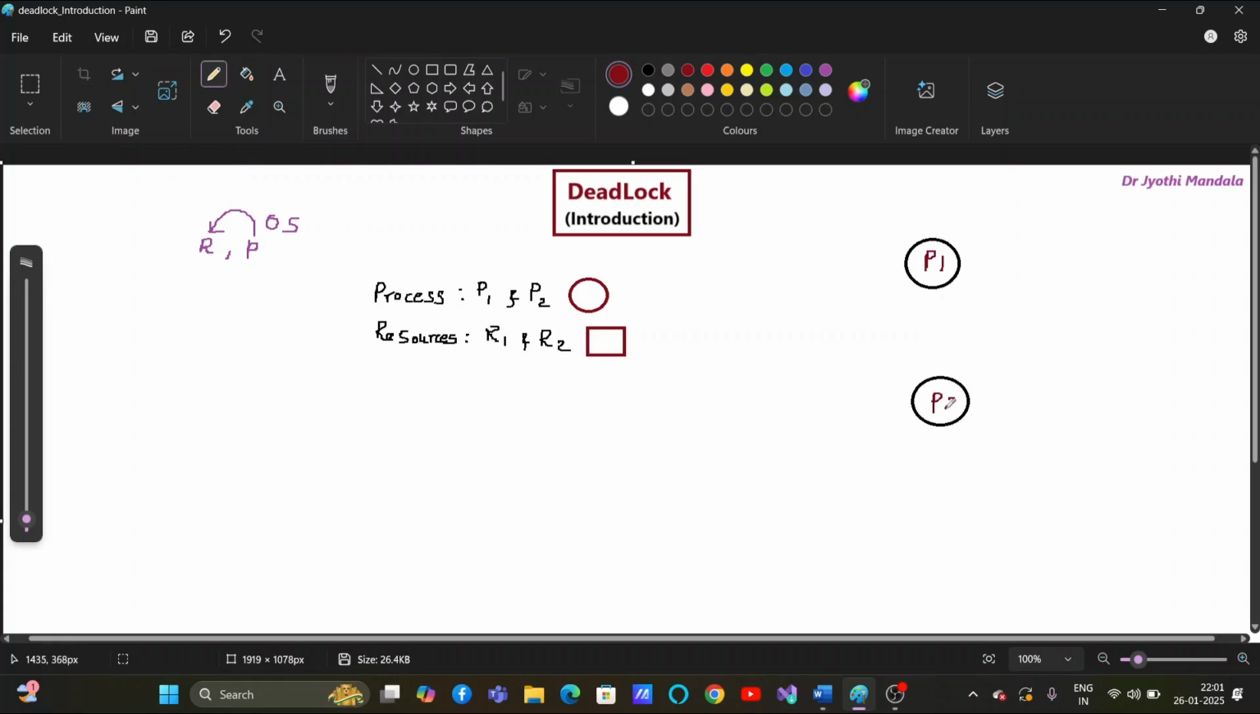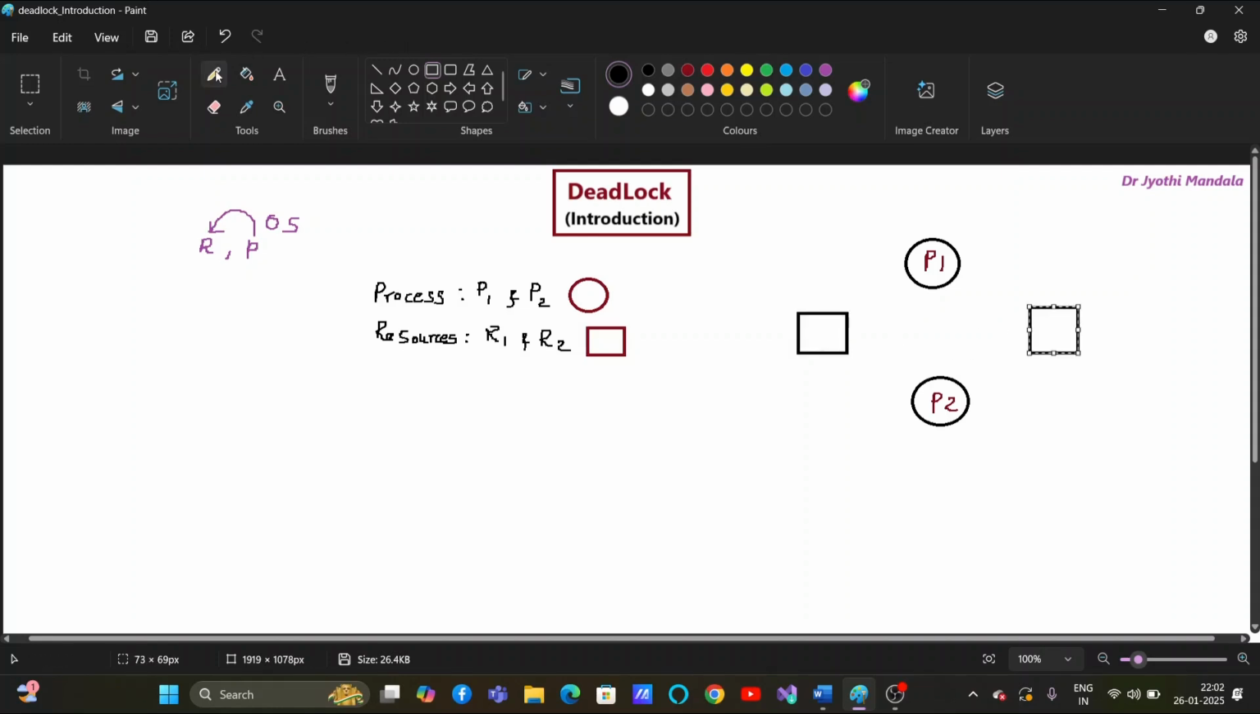Now let us consider two resources. Let us represent the resources with a square or rectangle. So this is resource 1 and this is resource 2. Let us name them: this is R1 and this is R2. Now let us consider a scenario where no resources are under any process's control. First, P1 requested the resource R1. As the resource R1 is free, P1 got this resource. That means the resource R1 is under the control of P1.